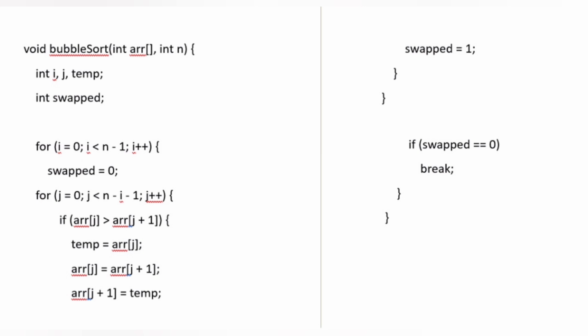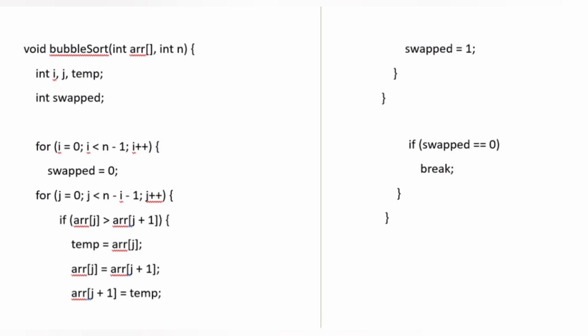The outer for loop runs n-1 times because in the worst case we need that many passes to fully sort the array. Before every pass, we reset the swapped flag to 0. If no swaps happen, it means the array is already sorted and we can exit early. The inner for loop goes from 0 to n-i-1 because after each pass, the largest element moves to the end, so we don't need to check it again.